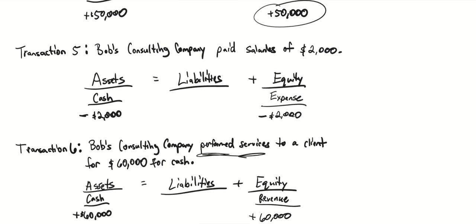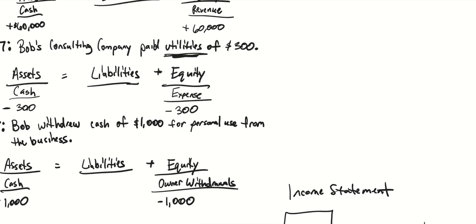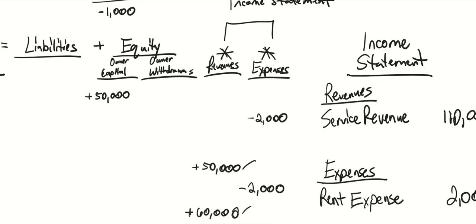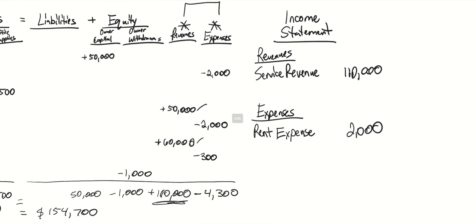So the company paid salaries of 2,000. So this is going to be salaries expense. So that's the account that I'm going to use. Salaries expense. It's for 2,000.